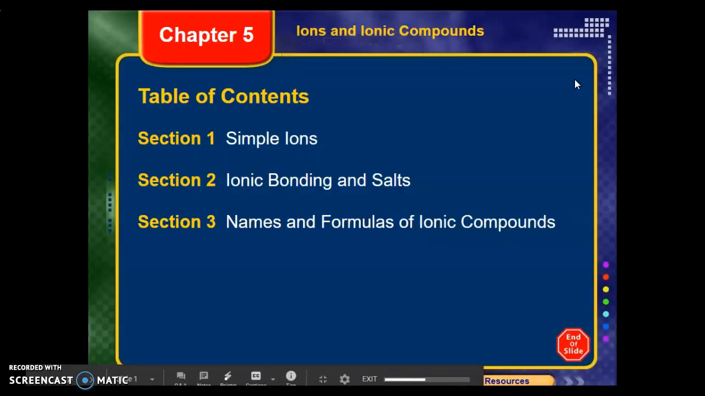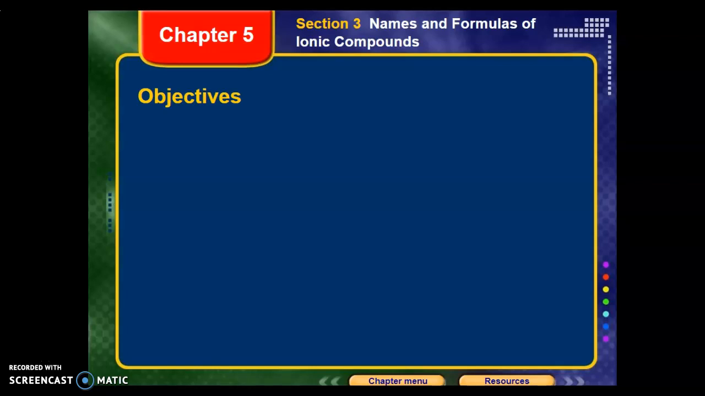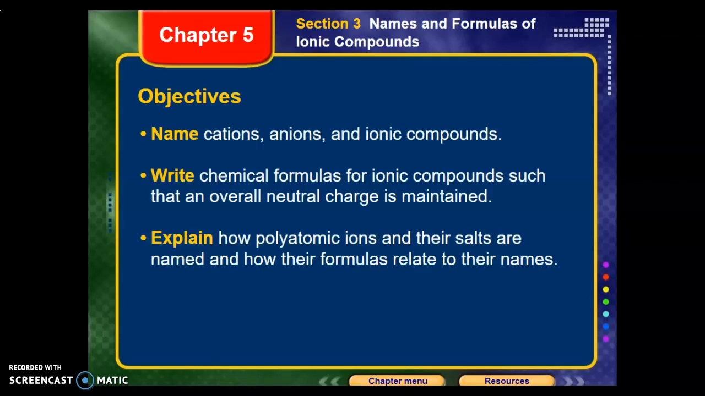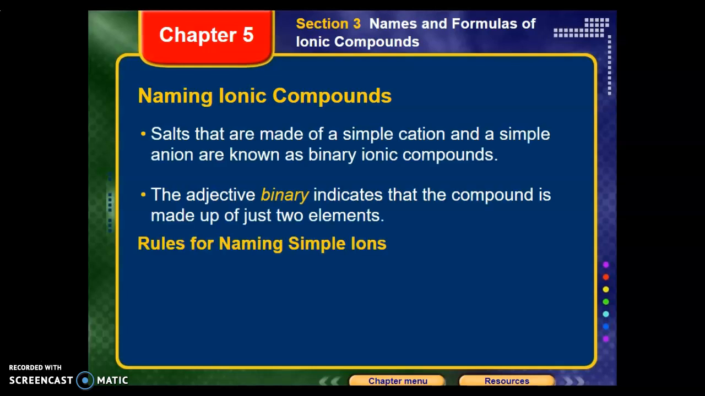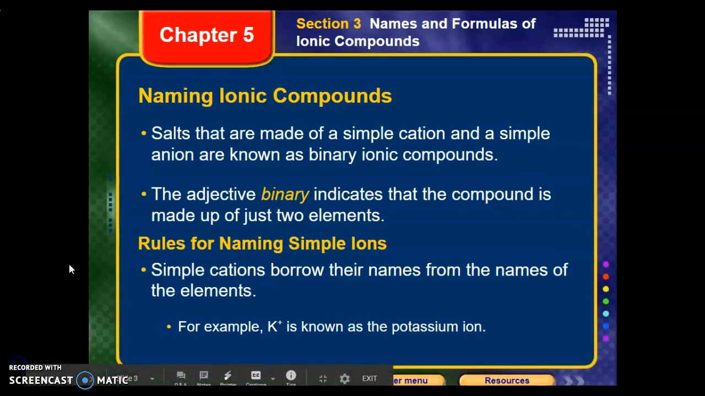We're going to talk about simple ions, the ionic bonding and the salts that are a result of that, and then how we name them and how we write the formulas. So you're going to be able to name cations, anions, and ionic compounds. You're going to be able to write their formulas and explain how the formulas relate to their names. So binary indicates that the compound is made up of just two elements. And in order to name a binary compound, you have to follow the rules. So there's simple rules for this.